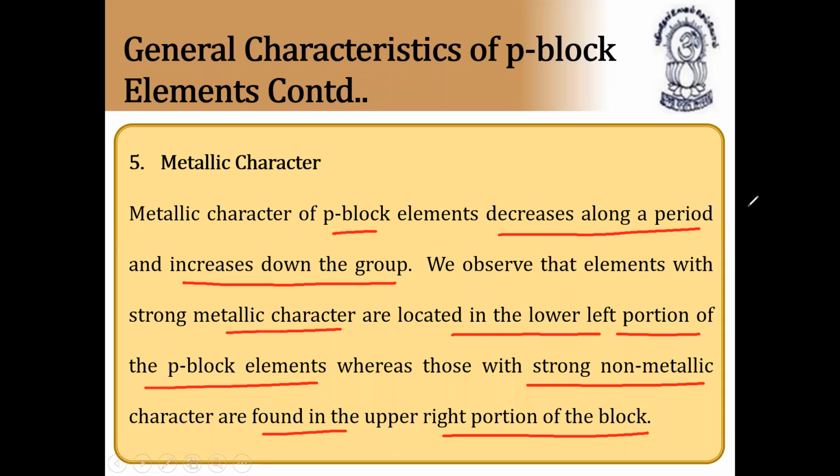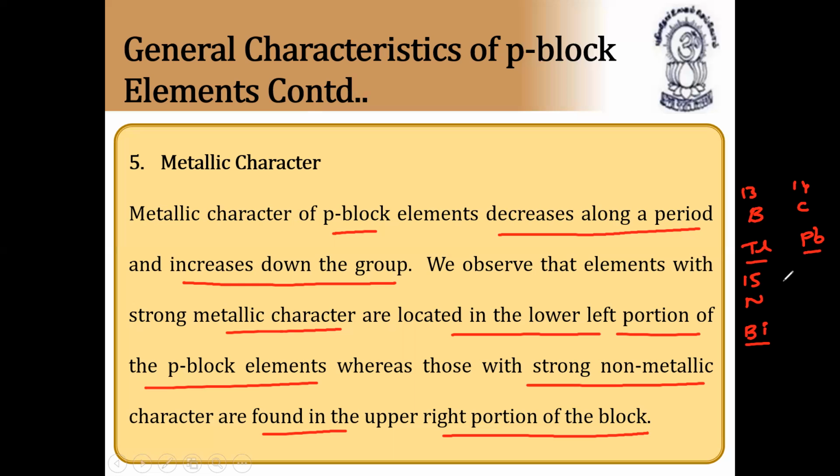For example, group 13 starts with boron, a non-metal, and includes aluminum, gallium, indium, and thallium. Thallium is a metal. Similarly, group 14: carbon, silicon, germanium, tin, and lead. It ends with lead, a metal. Next, group 15 starts with nitrogen, then phosphorus, arsenic, antimony, and bismuth. Bismuth is a metal.